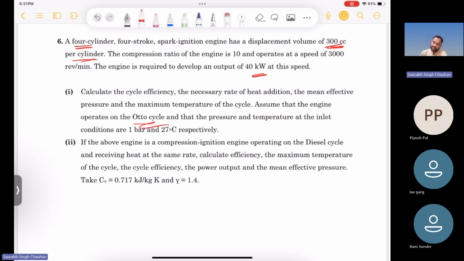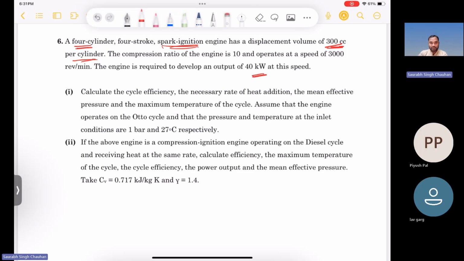It is already given that it is a spark ignition engine, and we can assume that it operates on the Otto cycle. Why are we assuming the Otto cycle? You can ask that it is a spark ignition engine, so it will have to operate on the Otto cycle. Is it like that? No, it is not like that, because the actual cycle is very different from the Otto cycle. The Otto cycle and diesel cycles are ideal cycles, and the actual cycles are very different from the ideal cycles. So that's why we are assuming that the engine is running on the Otto cycle, but in reality this will not be the Otto cycle.